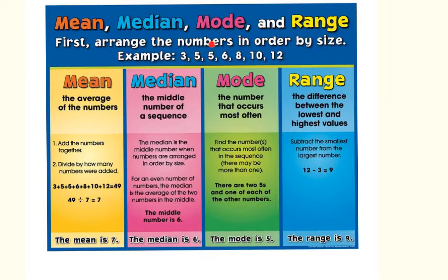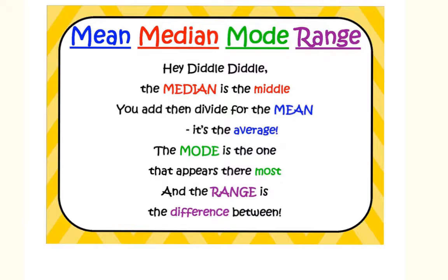Go ahead and make sure you have this in your notes. If I went too fast, just pause and you can get caught back up. Here's a little rhyme just to help you remember all the meanings. Hey diddle diddle, the median is in the middle. You add then divide for the mean. It's the average. The mode is the one that appears there most, and the range is the difference between.